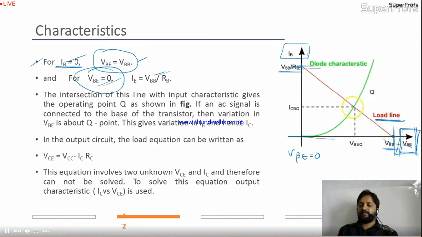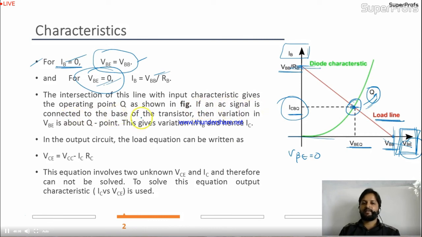This load line is intersecting the characteristics at a point. That point I call the Q point. So corresponding to Q, the value of VBE is called VBEQ, and corresponding to Q, the value of current is called IBQ. Okay, I hope it is clear to you, right? So the intersection of this line with the input characteristics gives the operating point Q. See, we have seen over here, this is the operating point as shown in the figure.